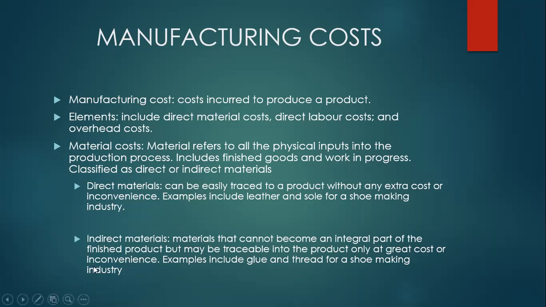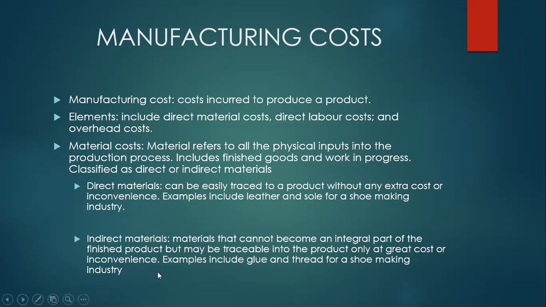Now, even with material costs, we can classify them as either direct material cost or indirect material cost. Direct material cost can be easily traced to a product without any extra cost. So anything that is direct, if you hear direct, it means that you can easily trace it. So I gave an example earlier. The cost of the bottle is a direct material. The cost of the water itself is a direct material.